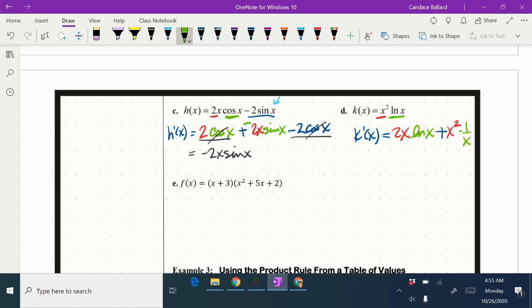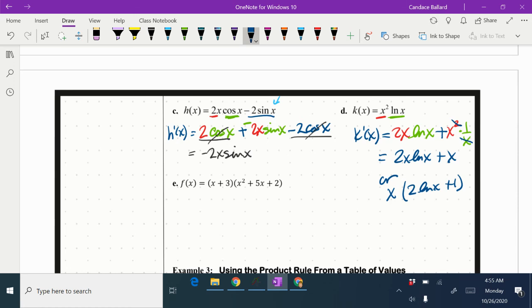I would probably simplify the x and the 1 over x part, so that's going to cancel into that. So you get 2x natural log of x plus x. And again, it's possible that the College Board would possibly pull a factor of x out of that, so it'd be x times natural log of x plus 1. Both of those are good answers.